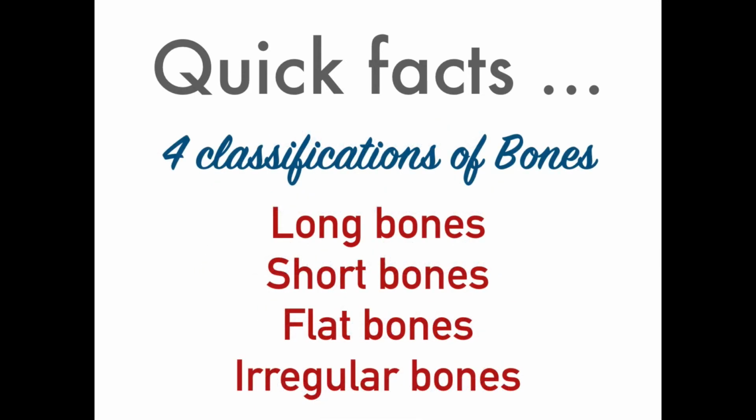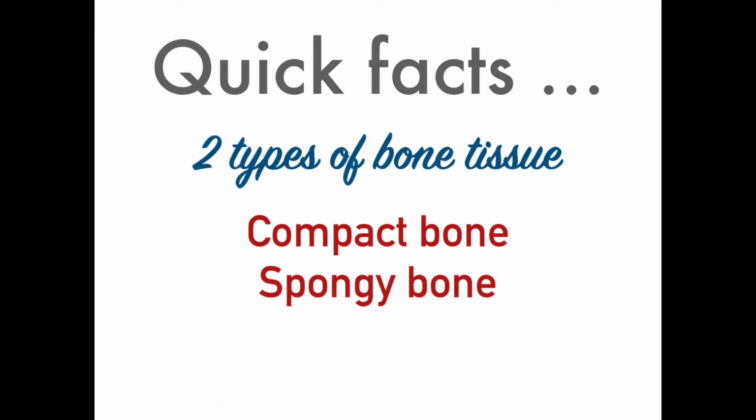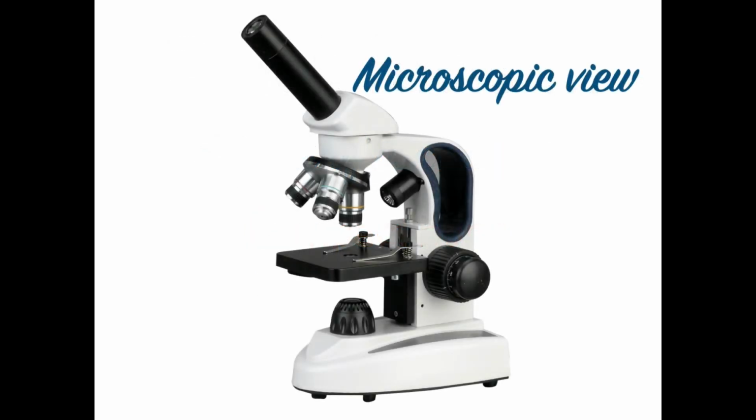So there's 4 classifications of bones. What I mean by that is that there's 4 basic shaped bones throughout the entire body. And I have a separate lecture on that where I go through each one of these and the different examples for the different types of bones. There's 2 types of bone tissue. We're looking at compact bone and spongy bone. In this lecture, we're going to highlight more of the compact bone, and we're going to take a look at it under a microscope. This is the same slides that we view in class.